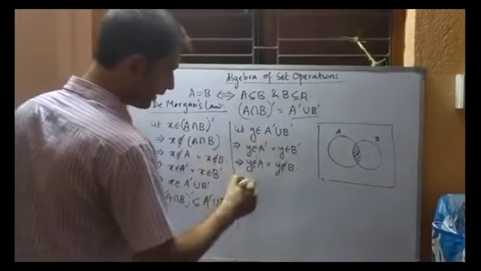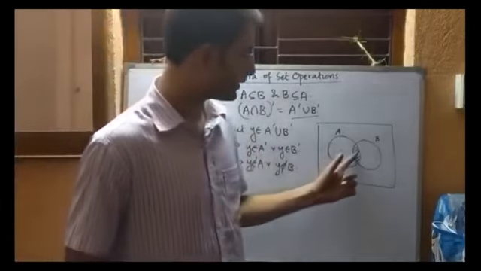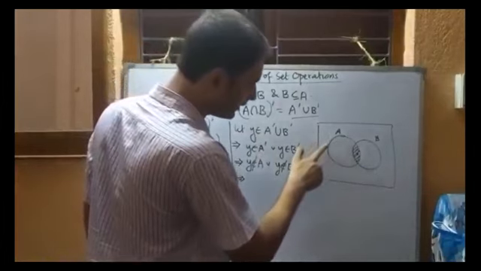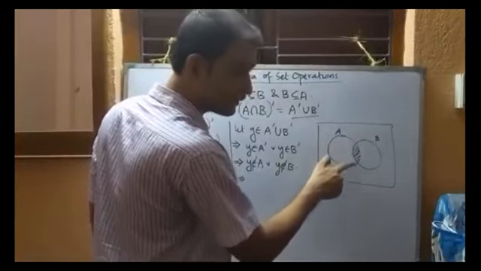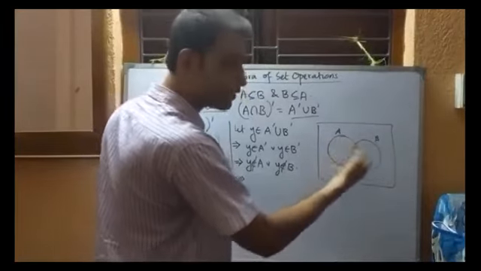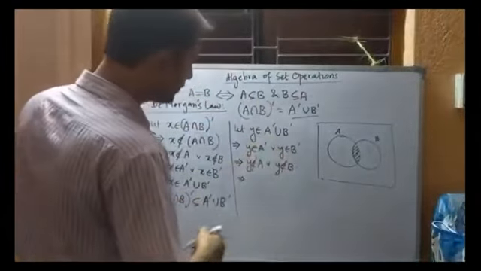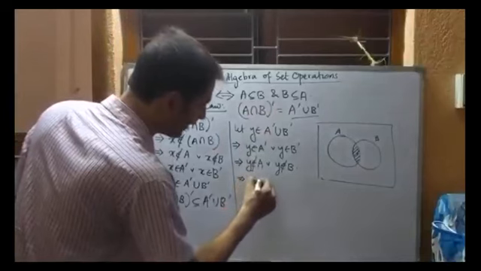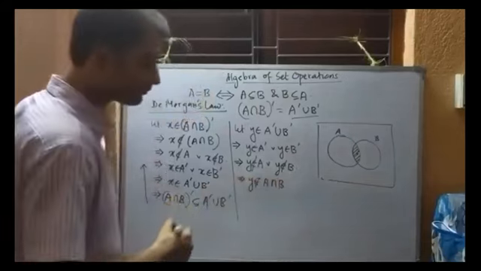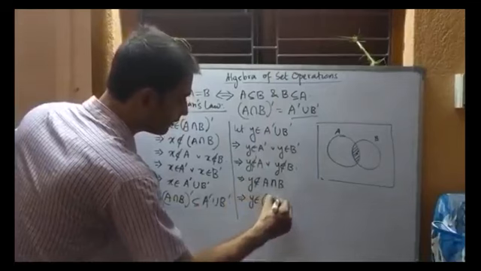So if y is not in A and not in B, in any case we can say it is not in the intersection, because if y doesn't come inside A, then it will not come here in the intersection. And again, if y doesn't come in the set B, then it will not come in the intersection, because the intersection of A and B is the common part for A and B. So we can say from here that y doesn't come in the intersection part, and from here we can say that y will come to the complement of the intersection.